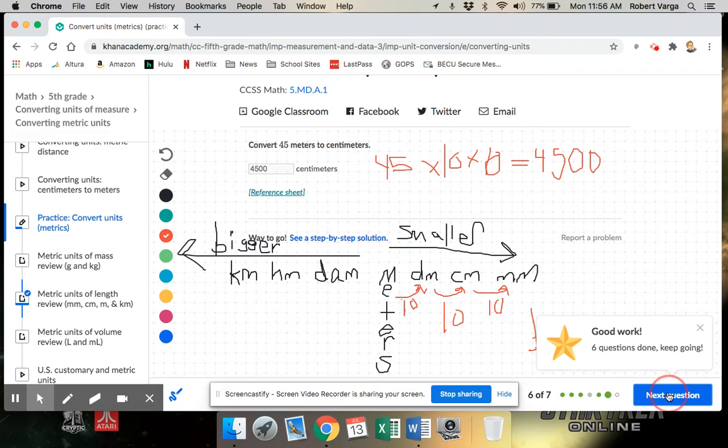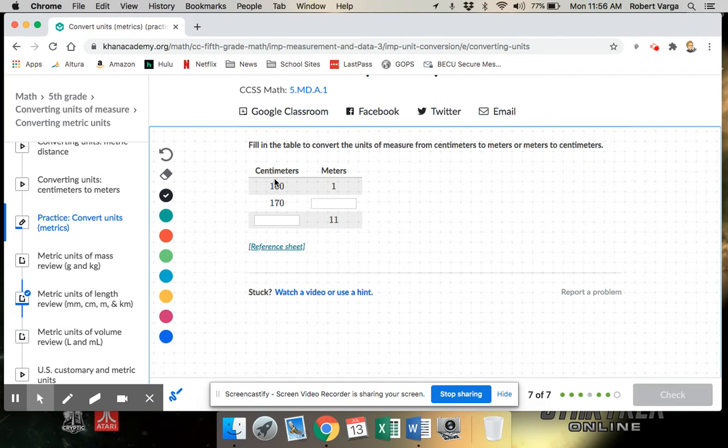So let's try the next question. So here, look, it tells you there are 100 centimeters in a meter. And here they give you the centimeters. So I'm going from a smaller to a bigger. So I'm going smaller to bigger. So I'm going to have to divide. So I'm going to have to divide 170 divided by, and then I know it's 2 jumps to get centimeters to meters. So I'm going to have to divide by 100.